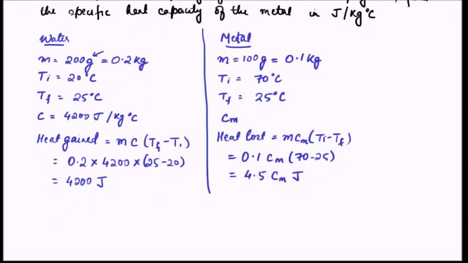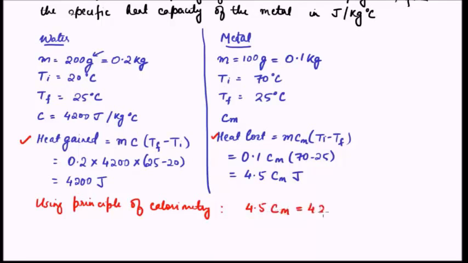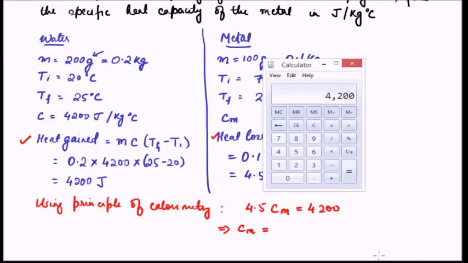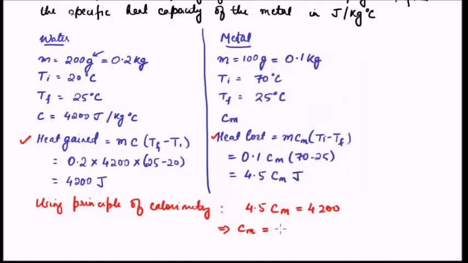Now I will be using the principle of calorimetry. Using the principle of calorimetry, what I can say is this heat gained and this heat lost will be equal. So heat loss, 4.5 times Cm, will be equal to 4200. This will imply that Cm, the specific heat capacity of metal, is 4200 divided by 4.5, which is 933.33 joule per kilogram degree Celsius. So the specific heat capacity of metal is 933.33 joule per kilogram degree Celsius.